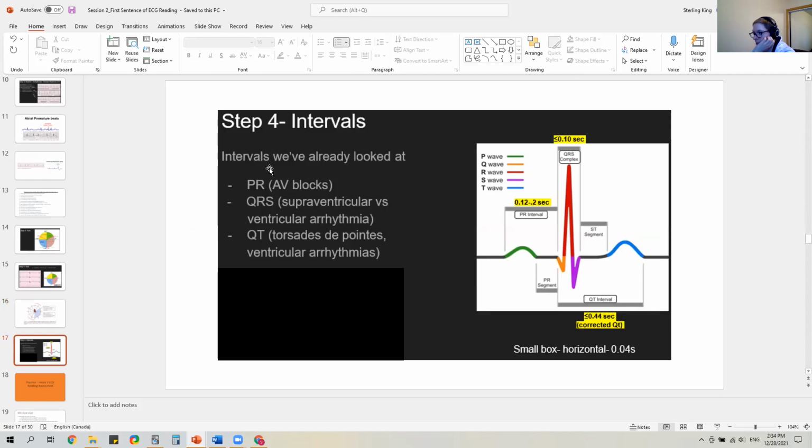Last thing is intervals. So there's the PR interval, and ideally it should be 0.12, which is 3 little boxes, to 0.2 of a second, which is 5 little boxes, or 1 big box. QRS should be about 0.1 of a second, or 0.12. So 3 or 2.5 little boxes.